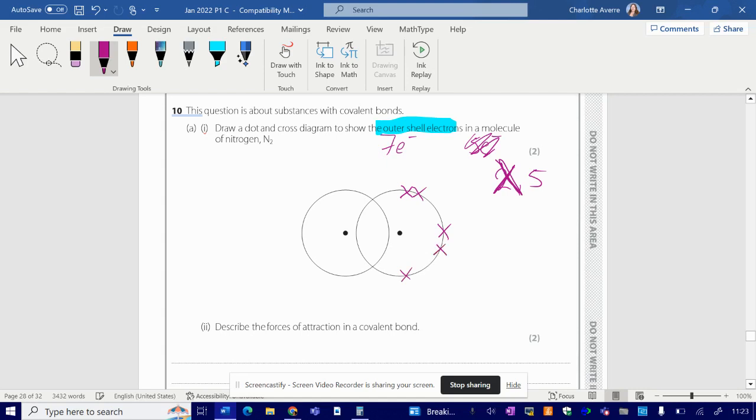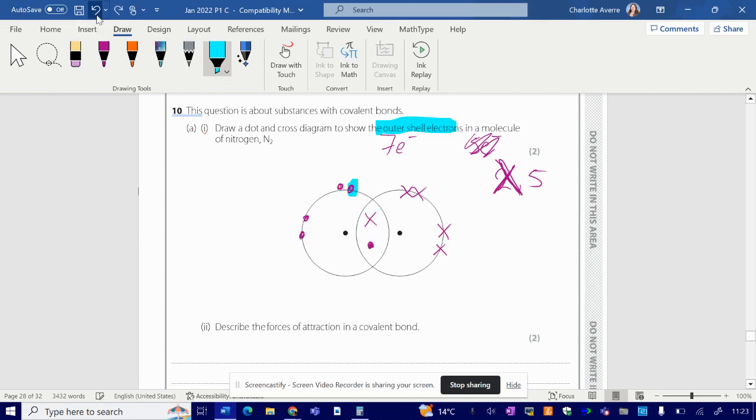Okay, so I've got 5 on that atom and 5 on this atom. Now, I know that I've got at least 1 bond, because otherwise it wouldn't be N2. So I'm going to put 1 of those from each one in the middle. So I've moved that one into the middle and that one into the middle. I then count the number of electrons that each nitrogen has got a share of. So 1, 2, 3, 4, 5, 6. 6 doesn't work. You have to have 8.